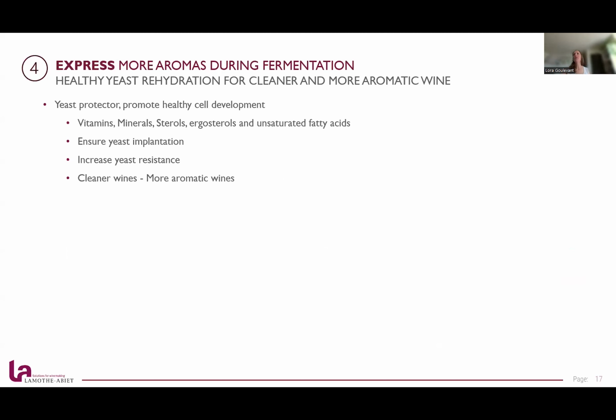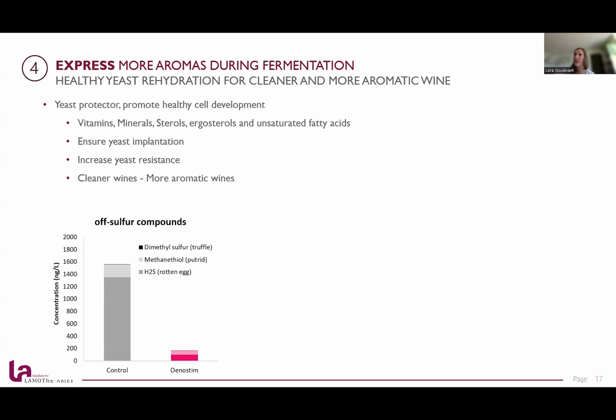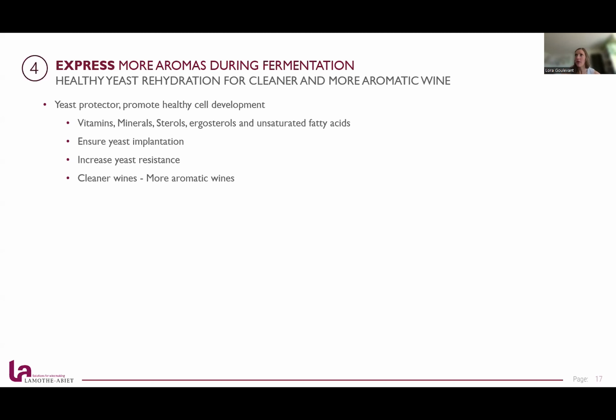So focusing on rehydration, this is a trial we've been doing 2 years ago in Sonoma. It was on Sauvignon. We just wanted to see the impact of yeast rehydration, so the Oenostem, on the aromas and the health of the fermentation. So using yeast protector will promote healthy cell development, better cell wall. So basically, it's going to give all the yeast needs at the beginning of the fermentation to be healthy and strong enough to go through all the fermentation and the hard conditions of fermentation.